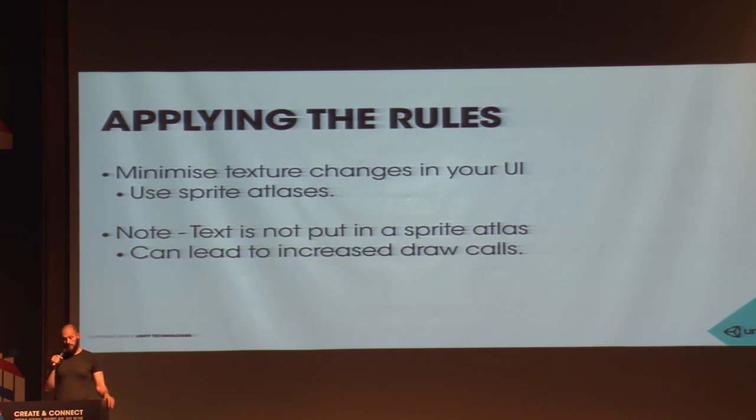The next point is to try and minimize texture changes in your UI. This isn't to say don't use a bunch of textures, because you won't have a very nice UI if you don't do this. The point is more to use some of the tools we have in Unity, such as sprite atlases, to achieve texture packing, and we'll go through this in a moment. As a side note, it's important to know that text is not currently put into a sprite atlas. What this means is that it can increase draw calls.